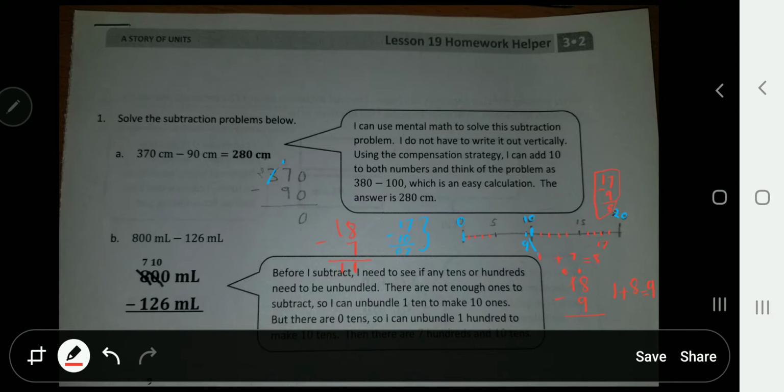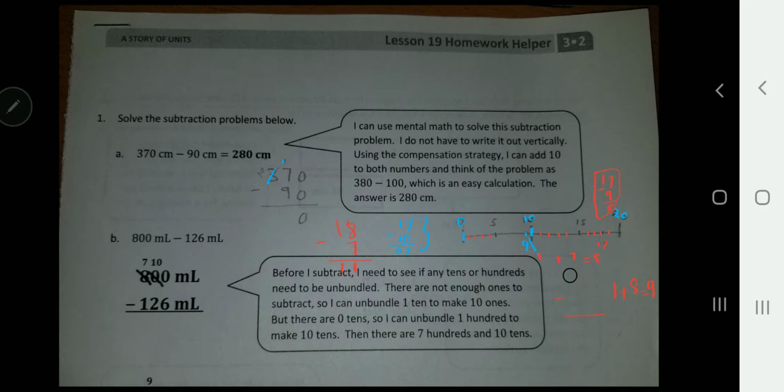Continuing, we're doing lesson 19, homework helper. In the previous videos, I explained how to subtract 17 minus 9, right? In here. So now I want to finish the problem that we have. So let's just erase these. We don't need this right now. Very good.